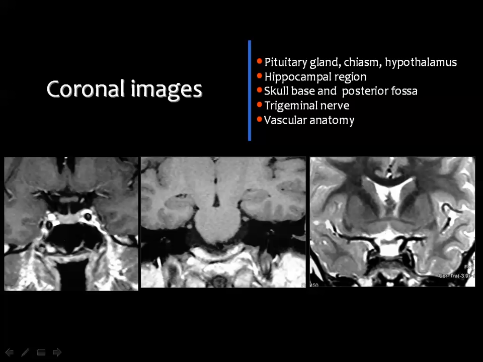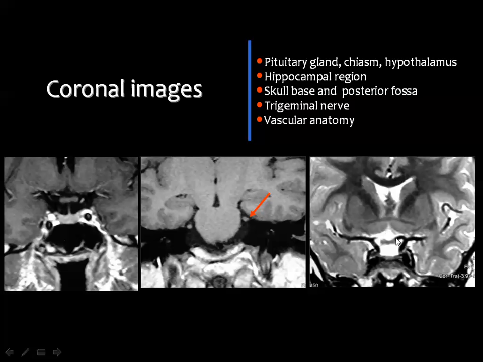The trigeminal nerve is best seen in the axial images, but in the coronal images, you can see it on either side of the brainstem. The vascular anatomy also is better appreciated in the coronal images. This is the internal carotid, and this is the middle cerebral, and this is the anterior cerebral.